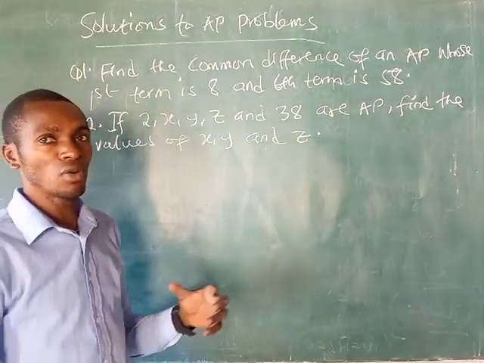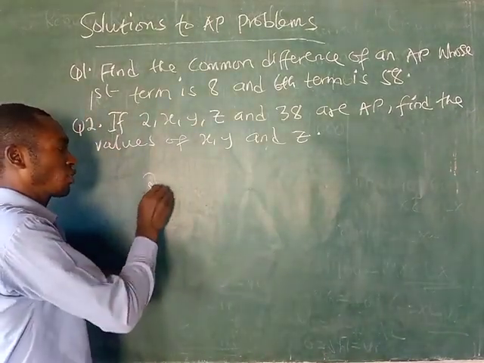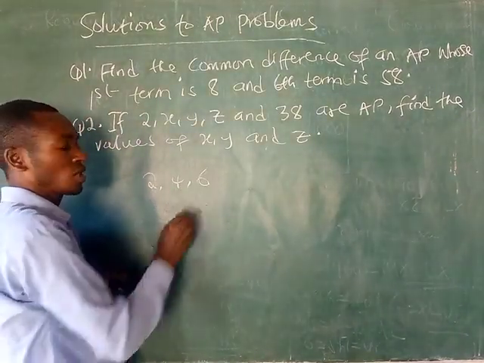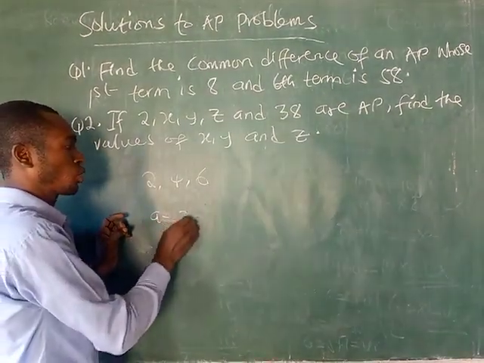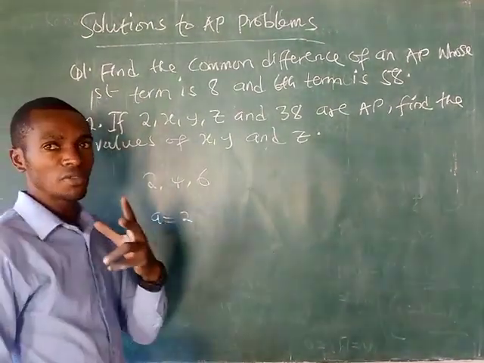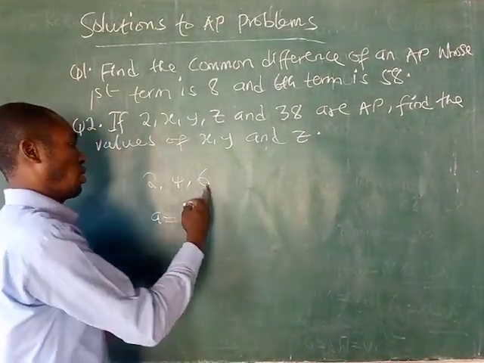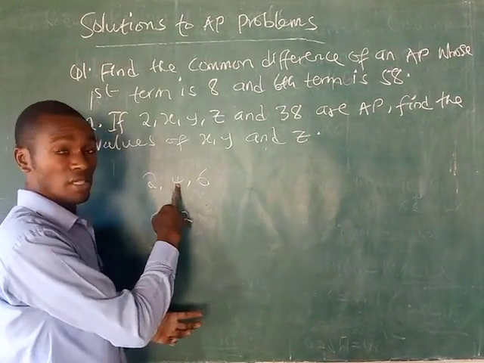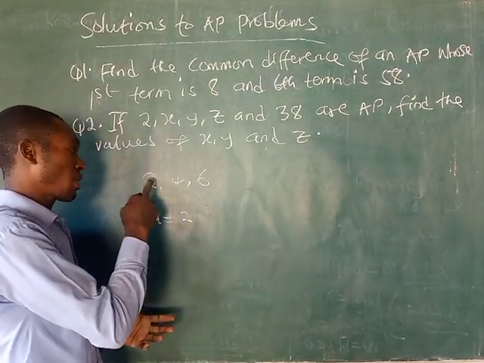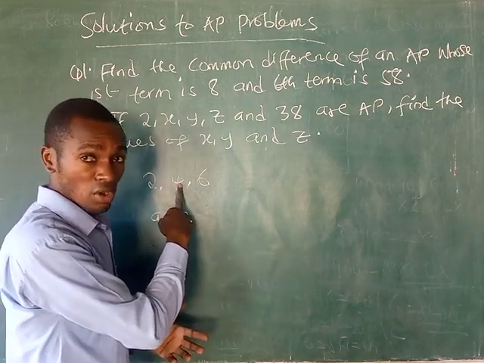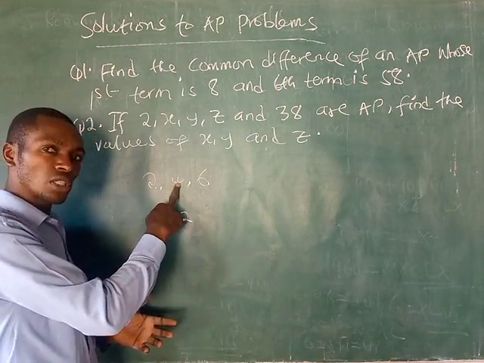Now, A stands for the first number in the progression. Meaning, for example, if I have 2, 4, and 6, my A is 2. Now, I must always find the common difference, which is D. The common difference is always gotten by subtracting the first term from the second term, or the second term from the third term.